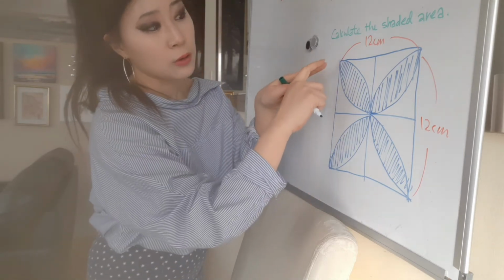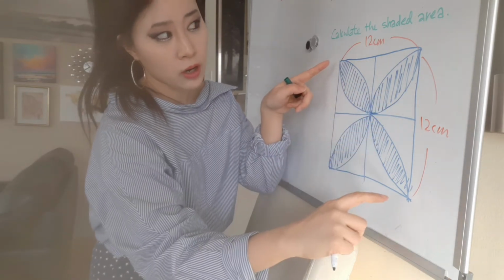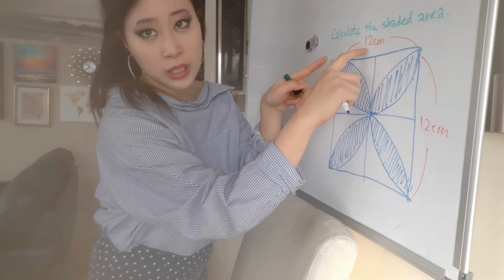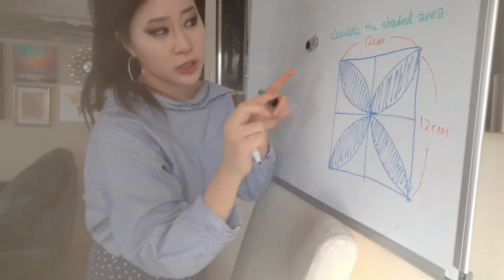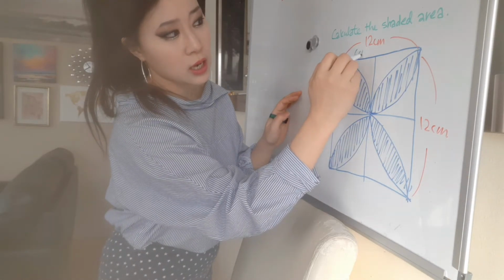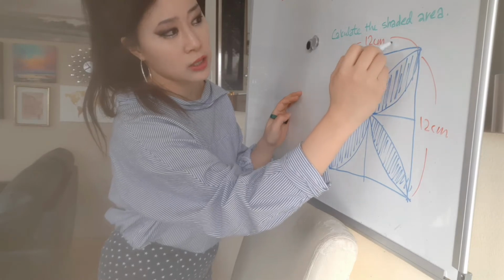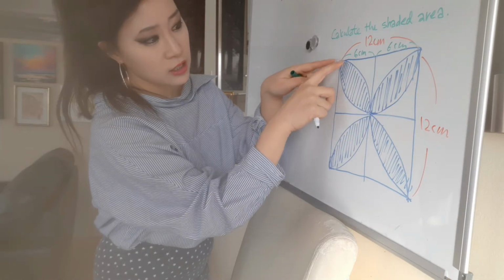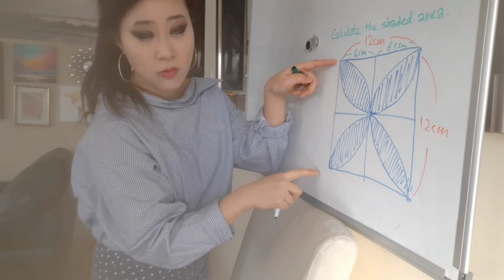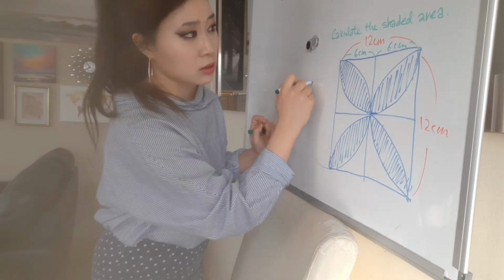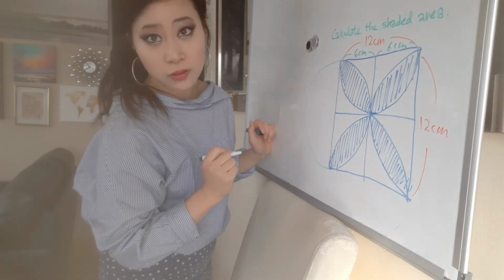So I'll explain. This is a perfect square. One side is 12 centimeters. 12 centimeters, 12 centimeters. So this means this will be 6 centimeters and 6 centimeters. And this is actually a part of a perfect circle. Part of a perfect circle, right?